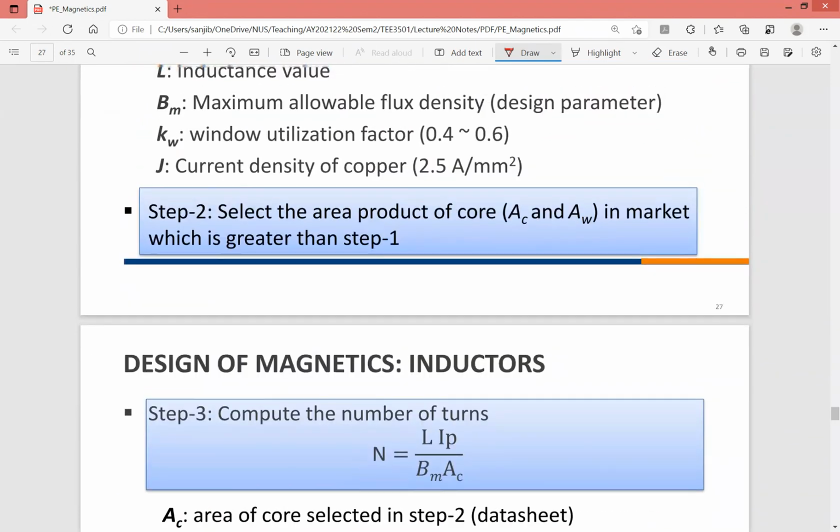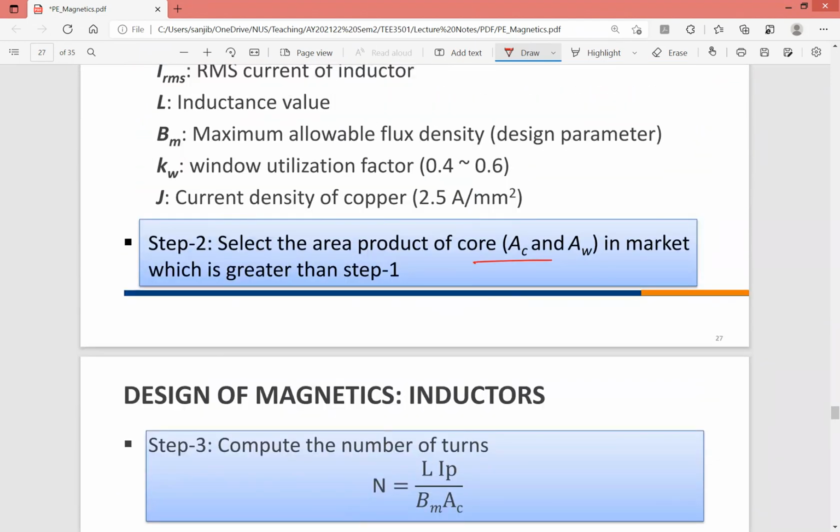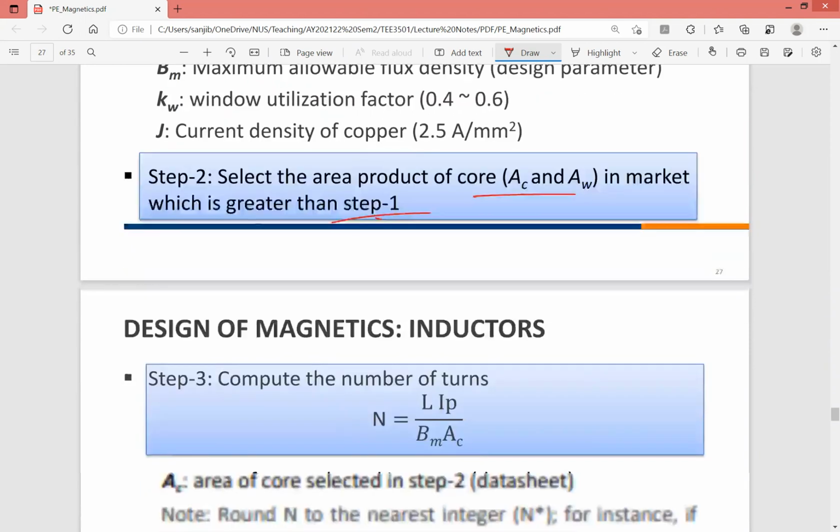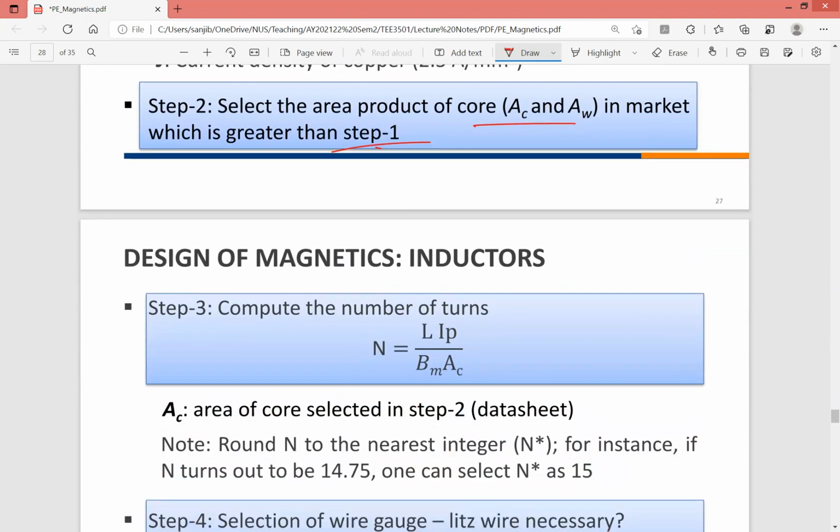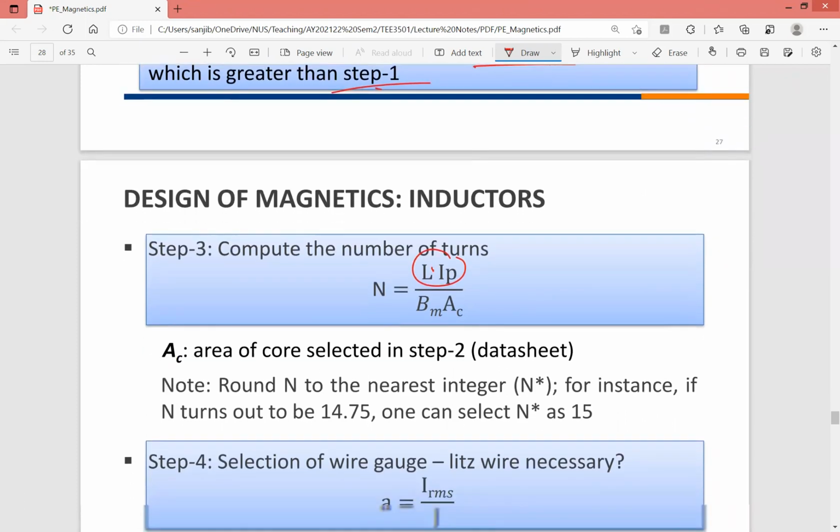Then step 2 is to choose a core slightly higher than step 1. Step 3 is to compute the number of turns. In the transformer it depended upon the voltage. Here it is not voltage, it's L multiplied by the peak current. Your peak current and L decide the number of turns that is required for the inductance.